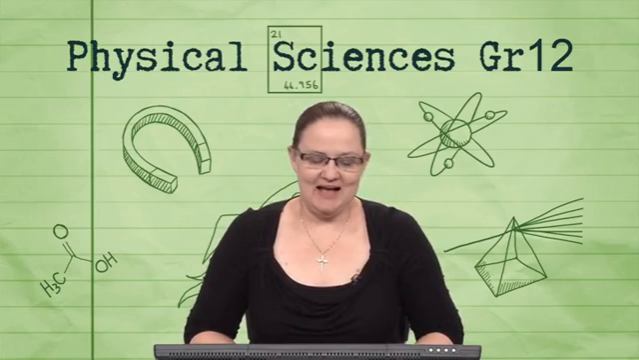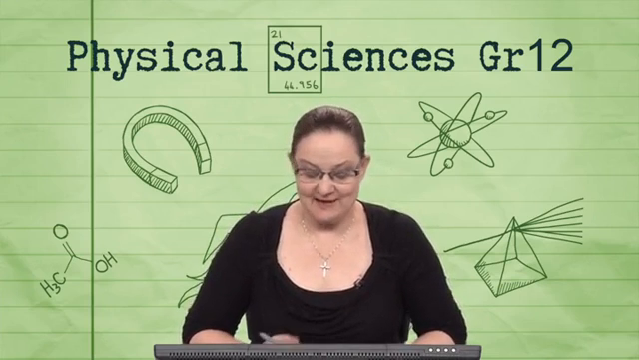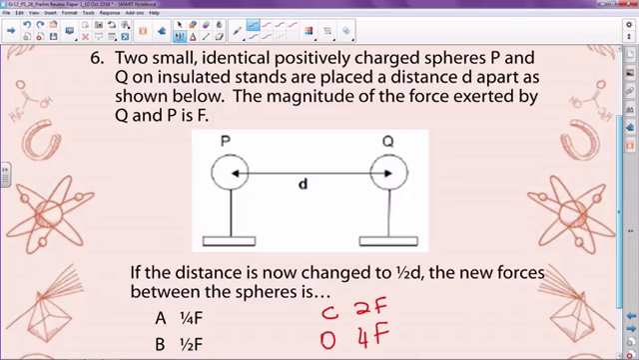Okay, grade 12s. Honestly, a minute probably isn't long enough for one of these questions, but that's okay. Two small, identically positively charged spheres, P and Q, on isolated stands, are placed a distance d apart as shown. The magnitude of the force between them is F. If the distance is now changed to half d, the new force between the spheres is... Guys, don't even look at the options because that's going to confuse you.